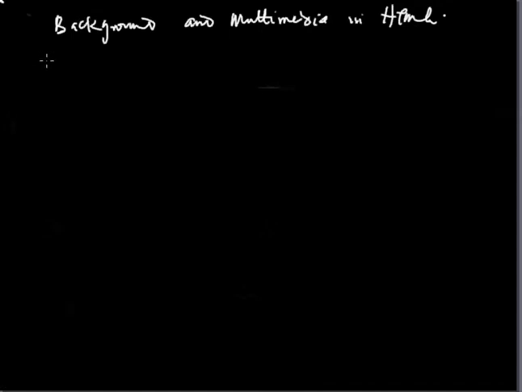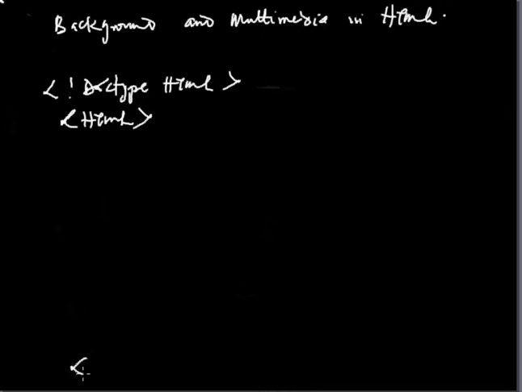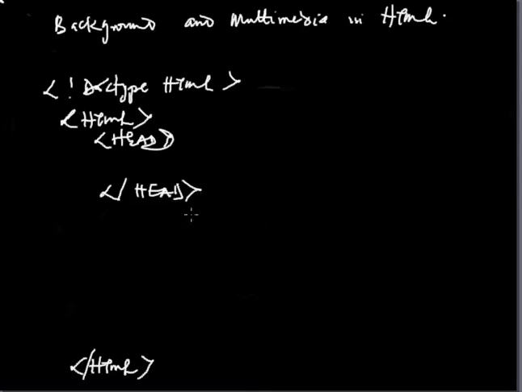We start writing an HTML page. So this is how it starts: doctype HTML. We close with HTML. We have the head. We close the head. I'm trying to be fast. We have the body. We close the body.